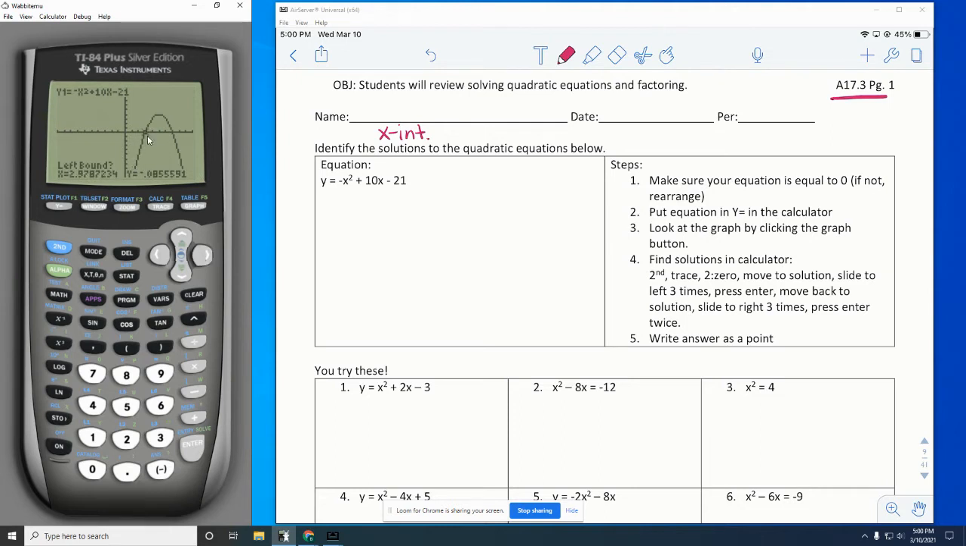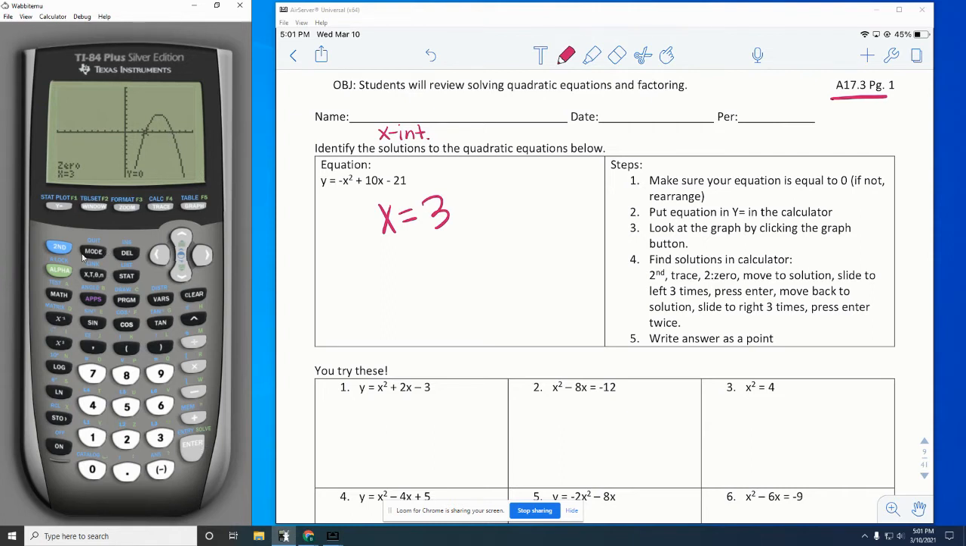So this is where one of my x-intercepts is. It does not have to be perfect. Remember, down at the bottom, it says left bound. So we click the left arrow, left, left, left, and click enter. Then it says right bound. So we click right 6 times, 1, 2, 3, to get back to where our x-intercept is, and then to go to the right of it, and click enter. And then we click enter again. And so one of my x-intercepts, or zeros, is 3.